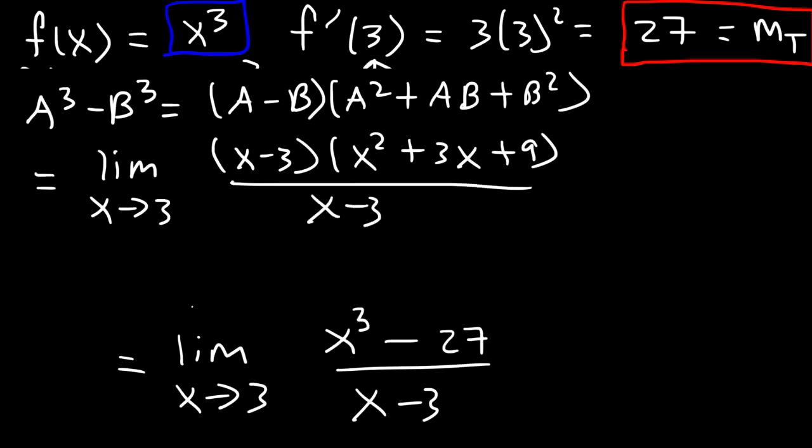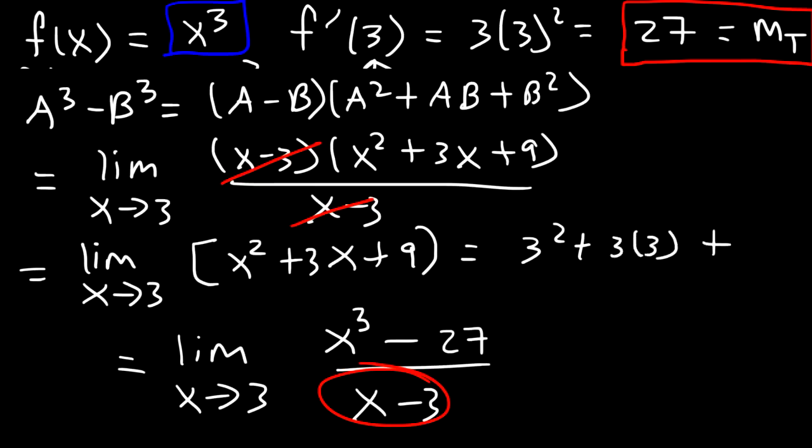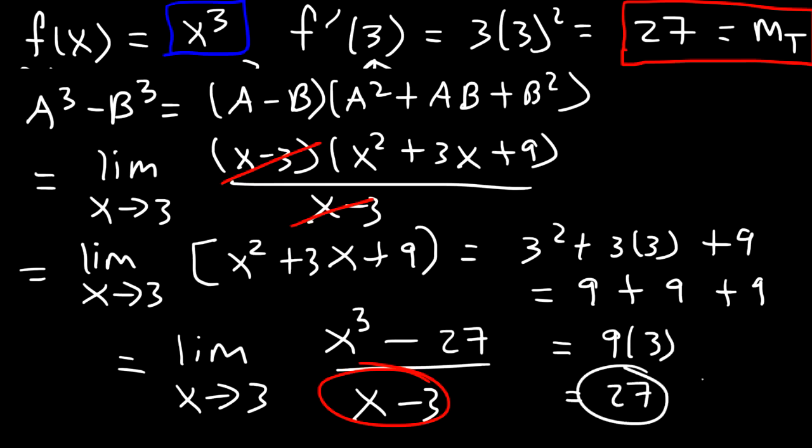So now we could cancel x minus 3. Now that this factor is gone, we can plug in 3 into the surviving function. So we have the limit as x approaches 3 of x squared plus 3x plus 9. So that's 3 squared plus 3 times 3 plus 9. 3 squared is 9, 3 times 3 is 9. So adding 9 three times is the same as multiplying 9 by 3, which is 27. So notice that we get the same answer.